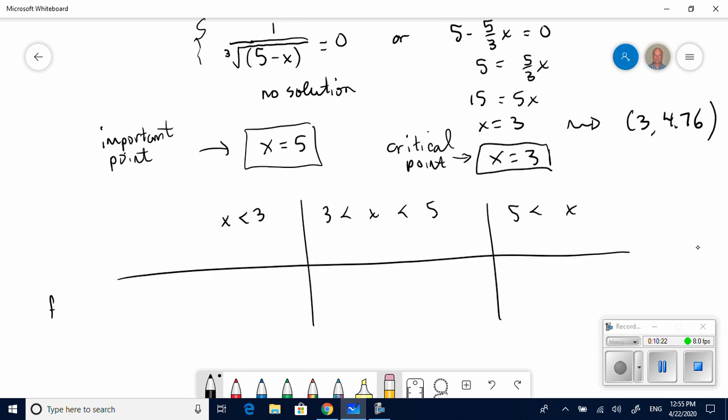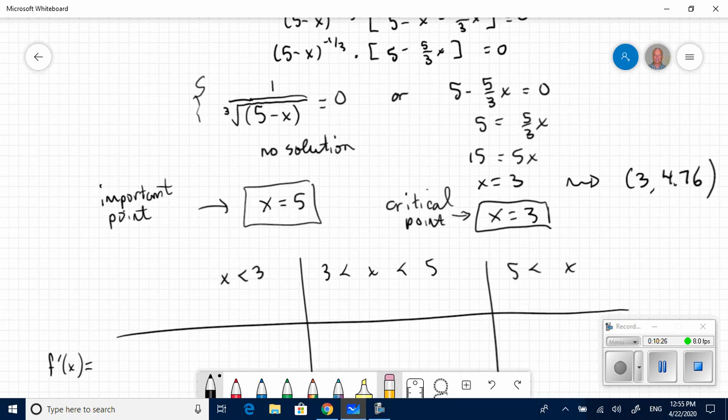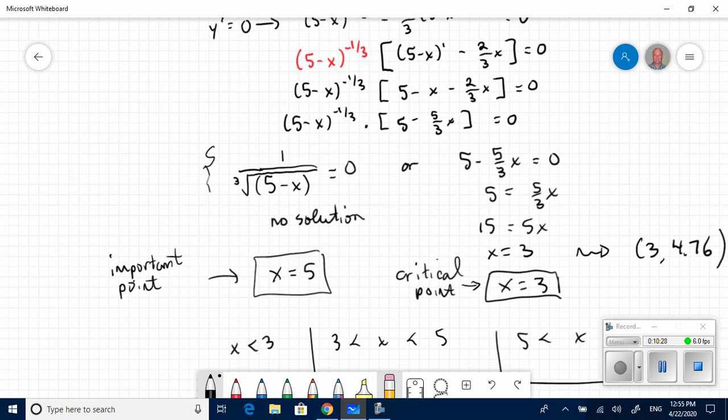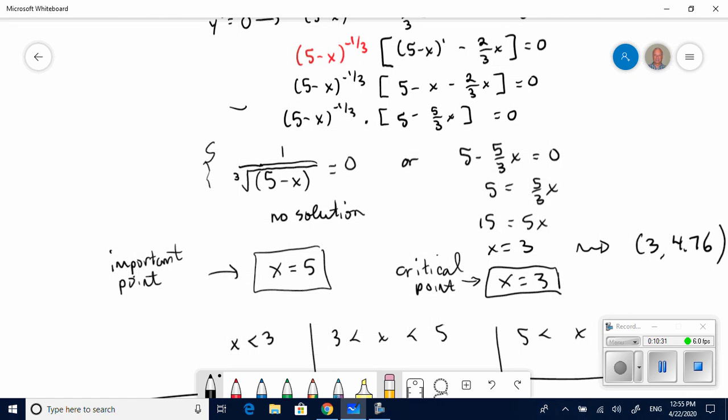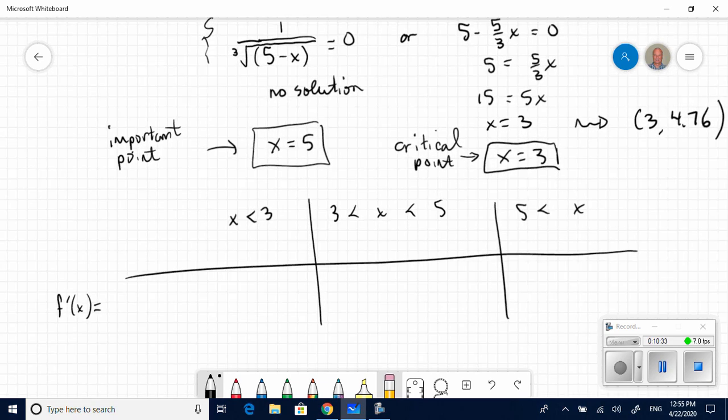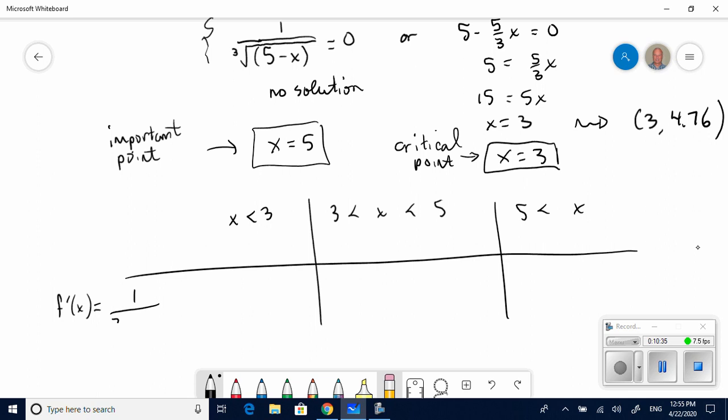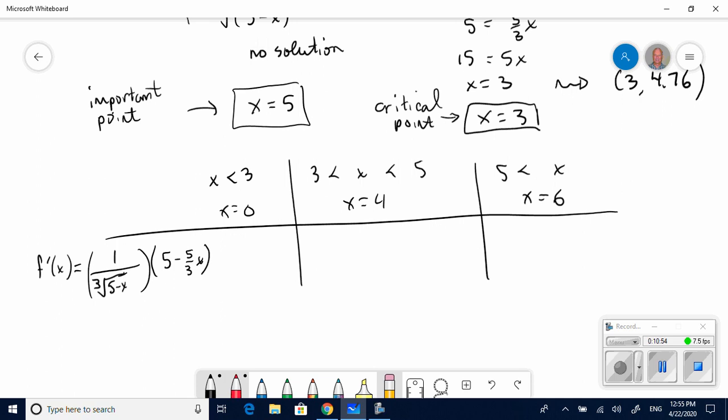And I'm going to do my first derivative, and my first derivative expression is going to be this one right here, one of the bottom ones. So I can use 0, I can use 4, and I can use 6 here. Let's see if we can get this changed to red just to highlight it here.